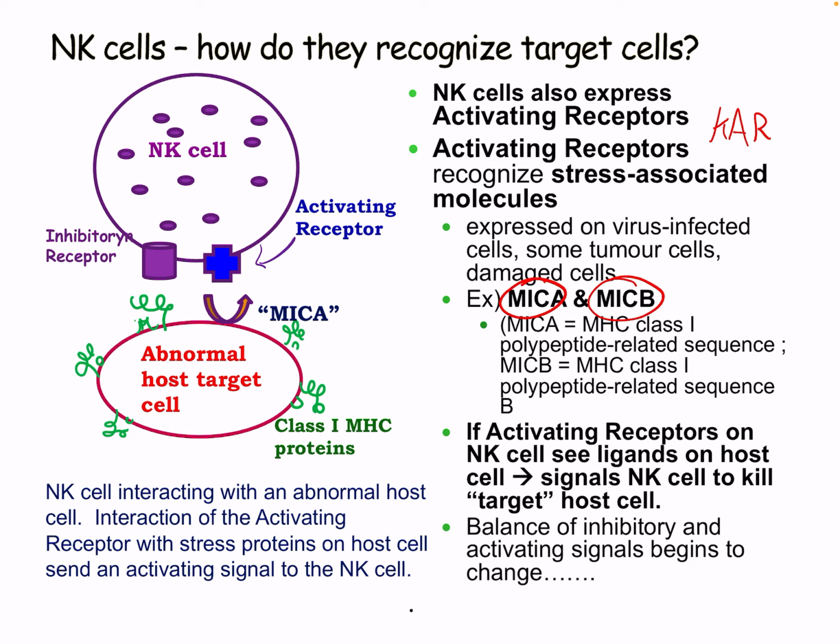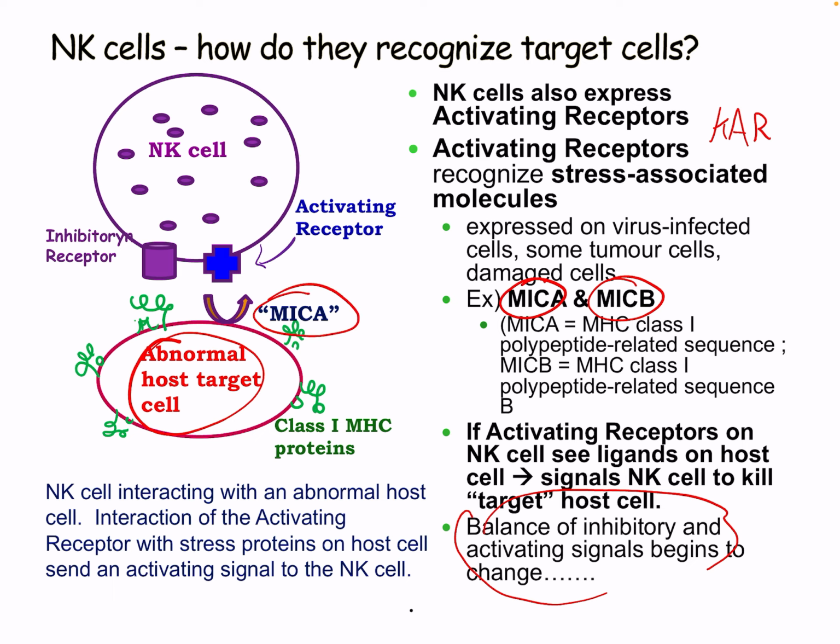There's an important need for balance between inhibitory and activating signals. We can see here an NK cell interacting with an abnormal host cell. The interaction of the activating receptor with stress proteins on the host cell sends an activating signal to the NK cell. So this cell is abnormal. Maybe it's a tumor cell undergoing rapid division. Our body expresses MIC-A or MIC-B. Our activating receptor recognizes them and initiates the kill signal.